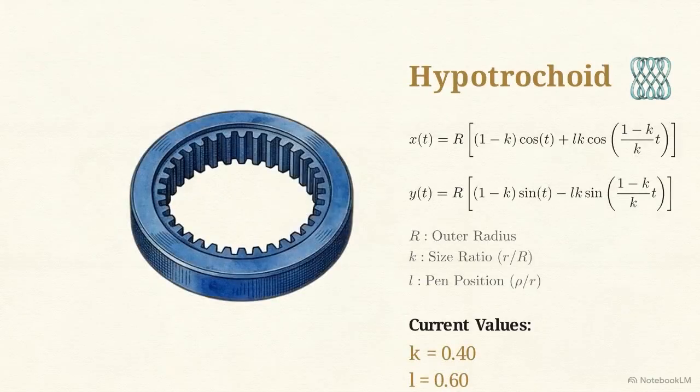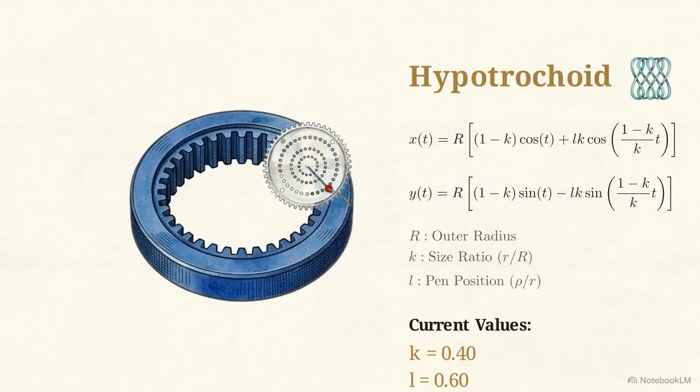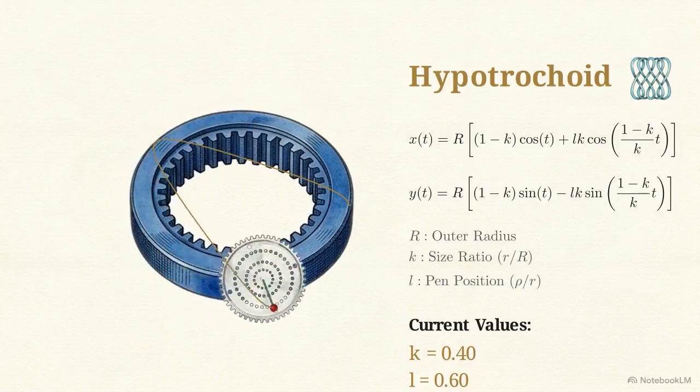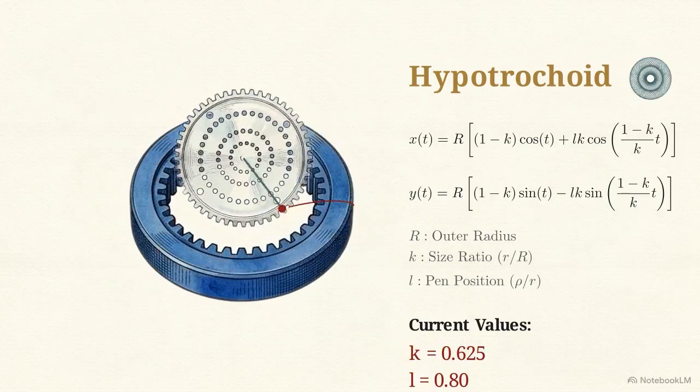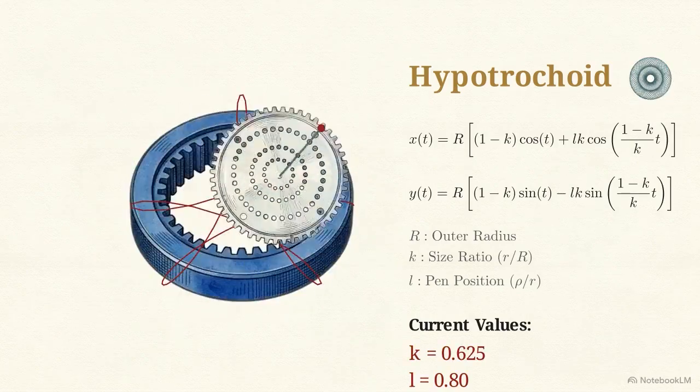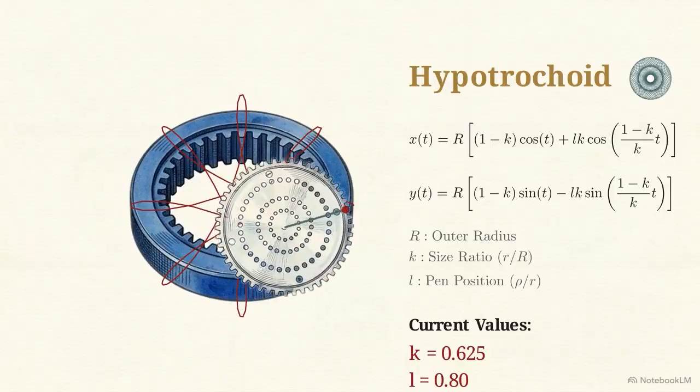The engine generating these shapes is a curve called a hypotrochoid. Roll a smaller inner circle along a fixed outer circle's inside edge, tracking a single point. By changing the size ratio or moving the tracking point, you completely alter the intersecting loops.